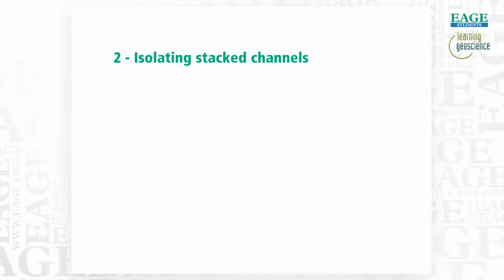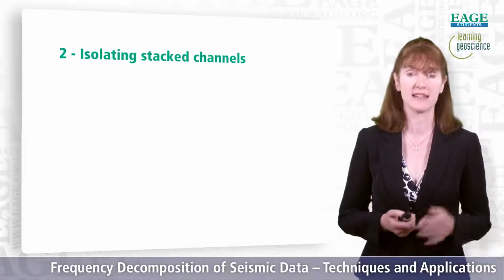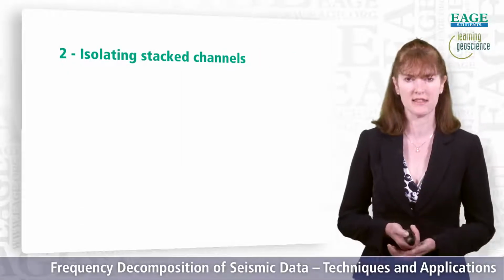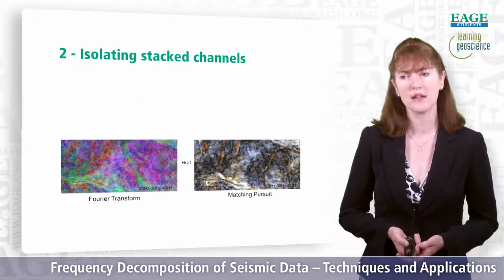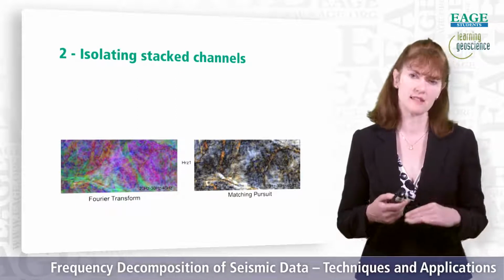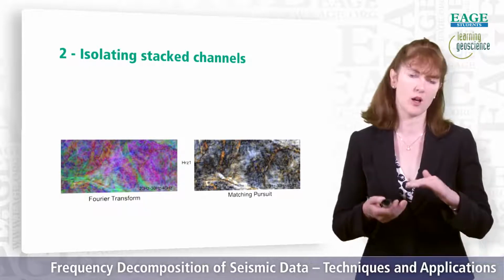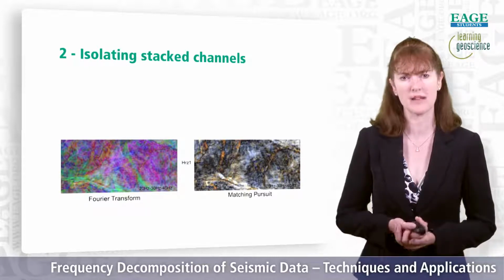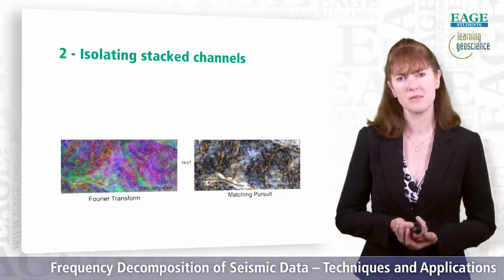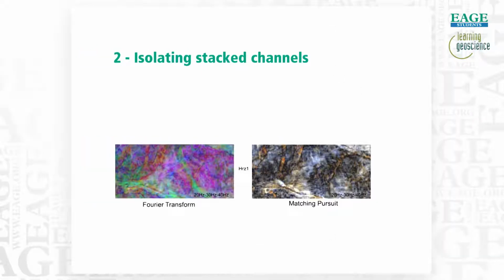So the next example I'd like to show you is how we can use frequency decomposition when we're looking at stacked channels to look at the exact depositional layering of these systems. Quite often we'll have overlying channel systems, and we need to identify exactly where one channel is and where the other one starts below it. So what we have here, the RGB blends from two different techniques, so the Fourier transform on the left and the matching pursuit technique on the right.